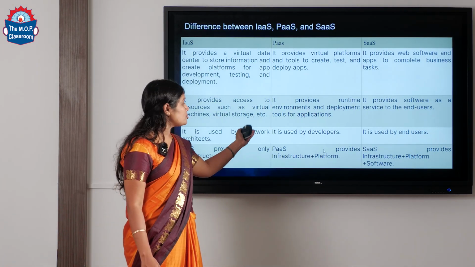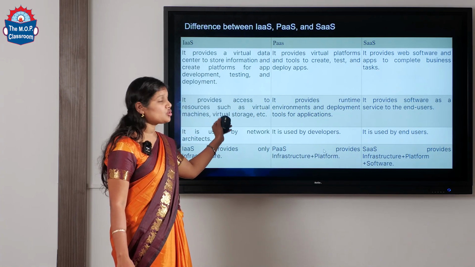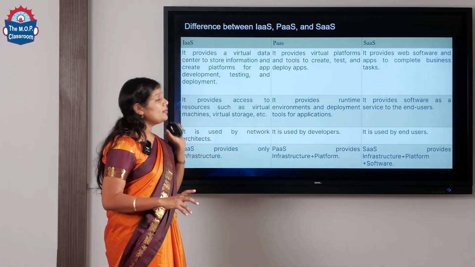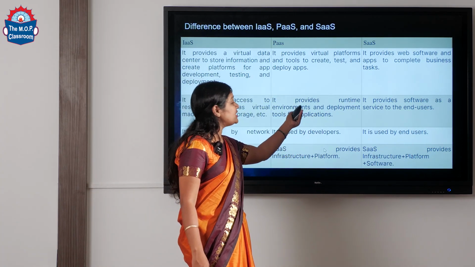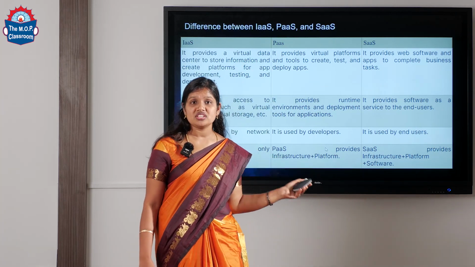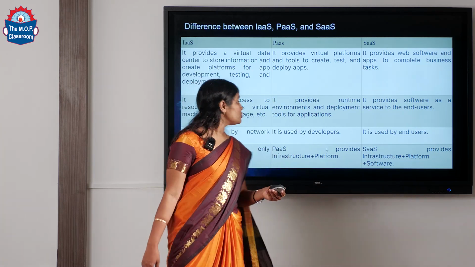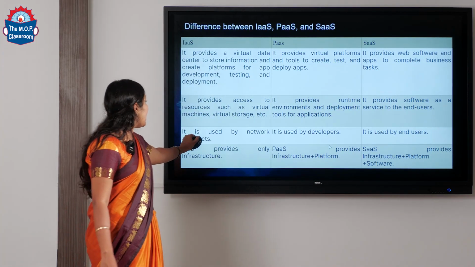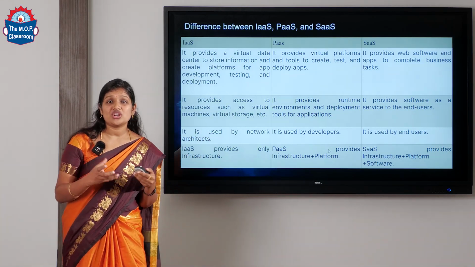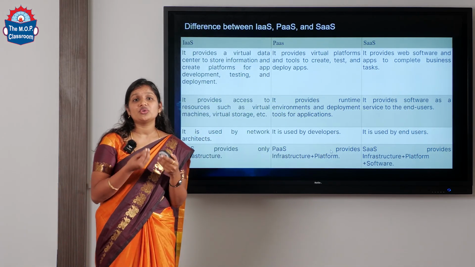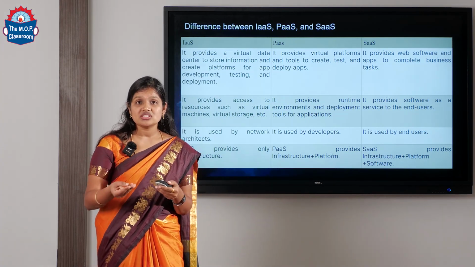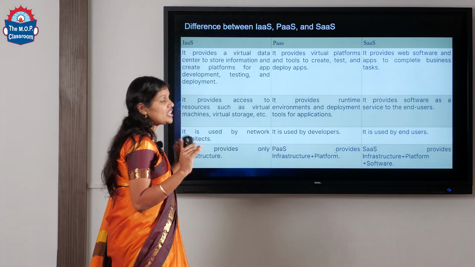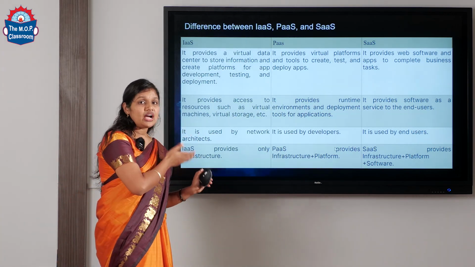PaaS is used by the developers because they only have to concentrate on coding and creating the interior parts. Others will be taken care of by platform as a service. And SaaS is used by the end users. The software produced by using the service will be used by the end users. So the person who is going to use infrastructure as a service will only have to worry about how architecturally he is going to create that application and host that application. That only will be taken care of by the person who is going to use infrastructure as a service. The rest will be taken care of by IaaS.